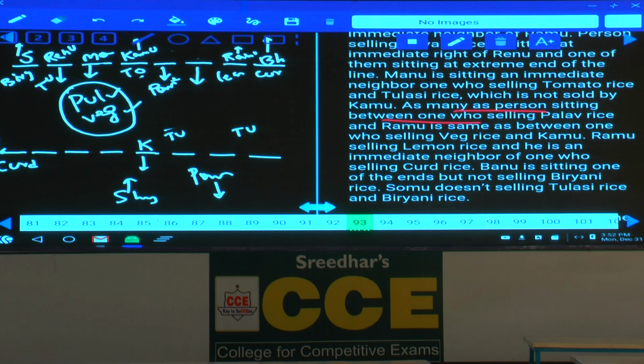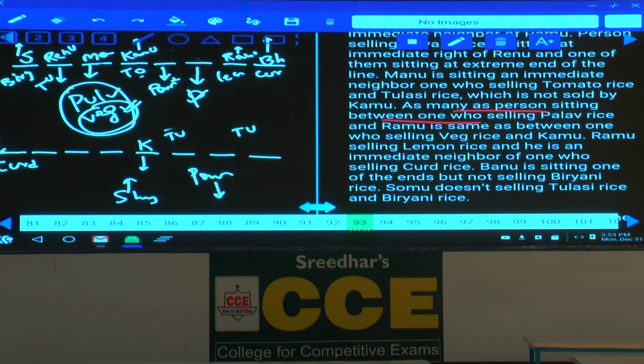Now, veg rice and Kamu, how many persons here? There are two possibilities for this veg rice. Veg rice can be Manu or this person, isn't it? If you take veg rice at this place, between veg rice and Kamu, how many persons are there? There is no person, zero persons in between. I am taking Manu selling veg rice as an example. If Manu sells veg rice, no person is between veg rice and Kamu. Similarly, there should not be any person between pulao rice and Ramu, so this must be pulao rice.